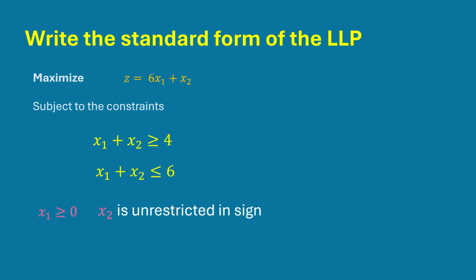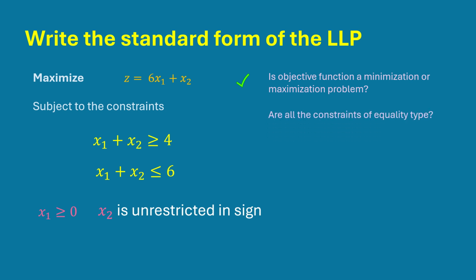Let's see if the given example has these characteristics. First one is whether the objective function is a minimization or maximization problem, and again we can say that yes, it's a maximization problem. Number two, are all the constraints of equality type? And we can see that this is not the case, as the constraints are of inequality type. Number three, is the vector b non-negative, which it is in this case. And number four, are all decision variables non-negative, which is not true in this case, as x2 is an unrestricted variable.